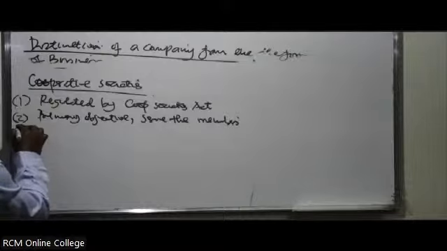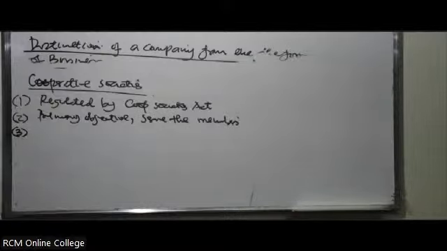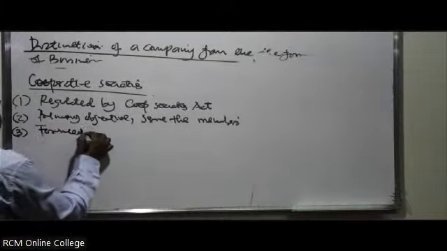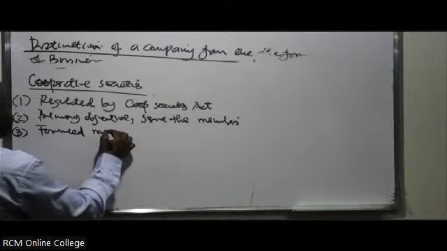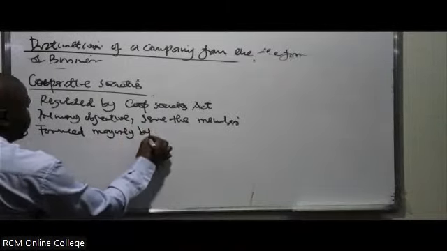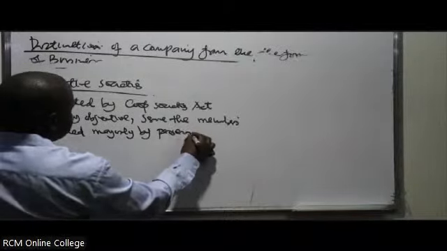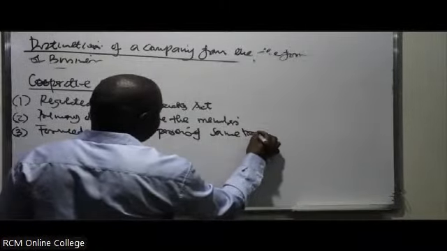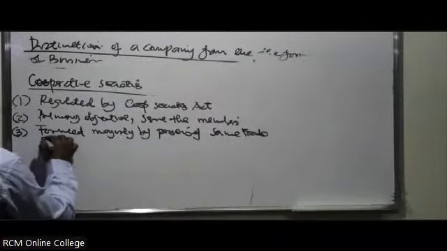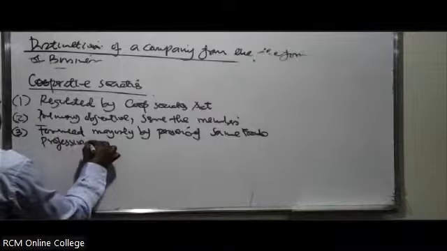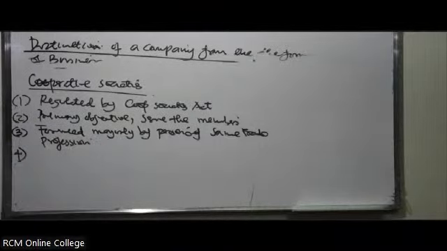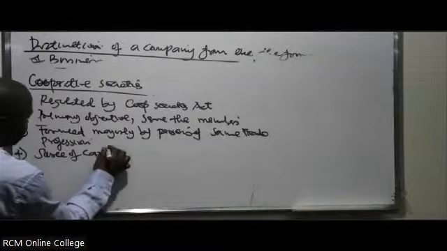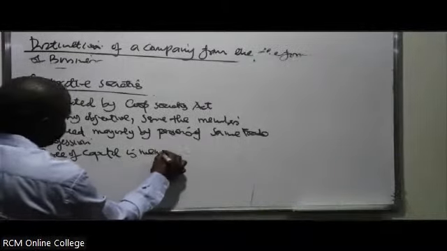Another key feature about cooperative societies that you have to take note of, they are formed majorly by persons of the same trade or profession. Number four, key feature. Their source of capital is membership fee.